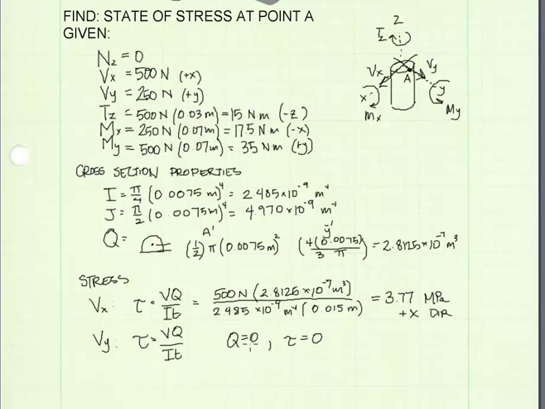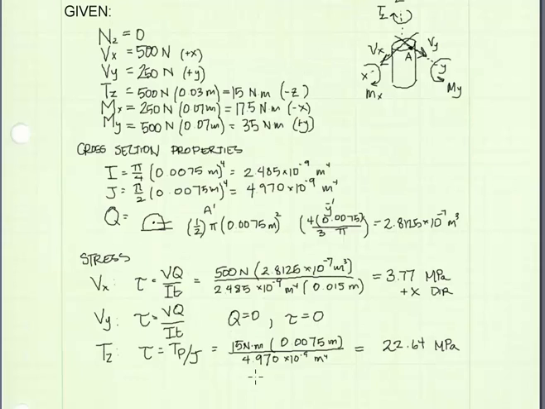That's because Q is equal to 0, because if you take the area below A, which is to the right of A, there is no area. So A prime is 0, so Q is 0. Now the next internal resultant force we want to consider is the torque, which is occurring about the z-axis. And we found it to be 15 Newton meters.